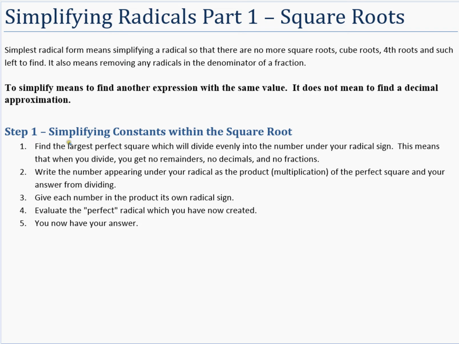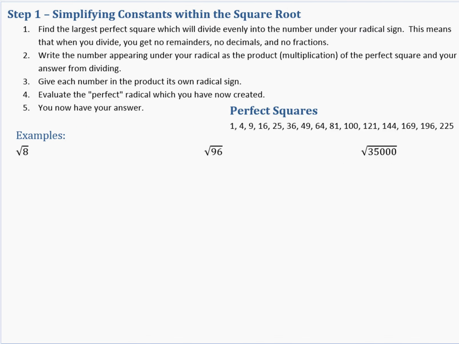So here's what we're going to do. We're going to split this into two parts or two steps. First, we're going to look at simplifying constants within a square root. You see the steps here, and I'm not going to look through them now because we'll look through them as we do the example. The second part is going to be simplifying variables within a square root, and then our last example will have a constant and variables. So here we go. We have three examples here, and we're going to work through these steps.